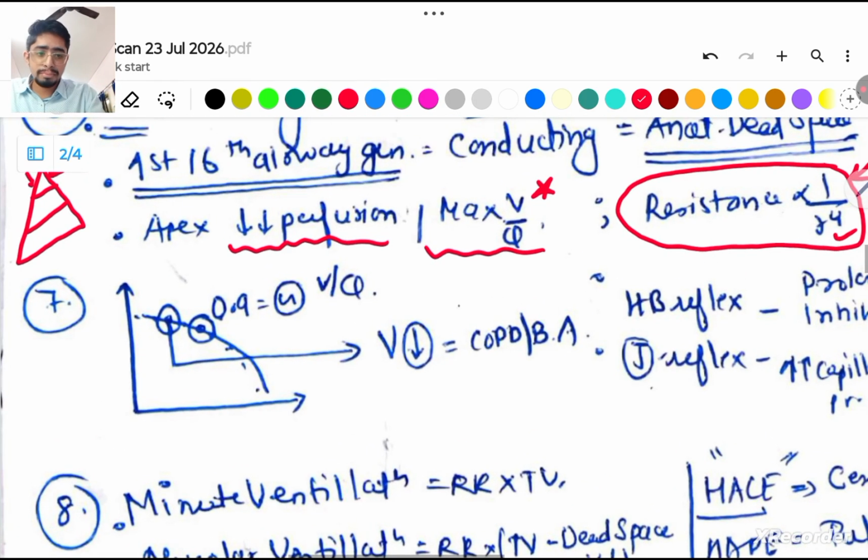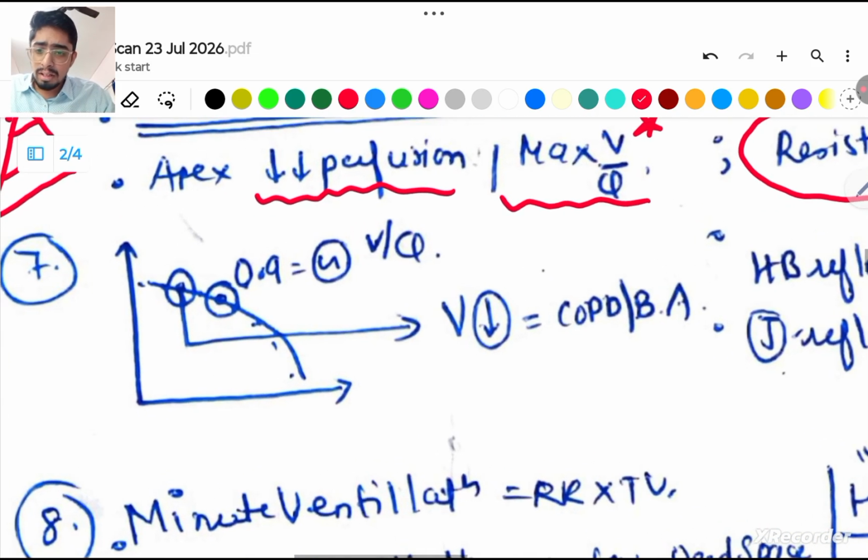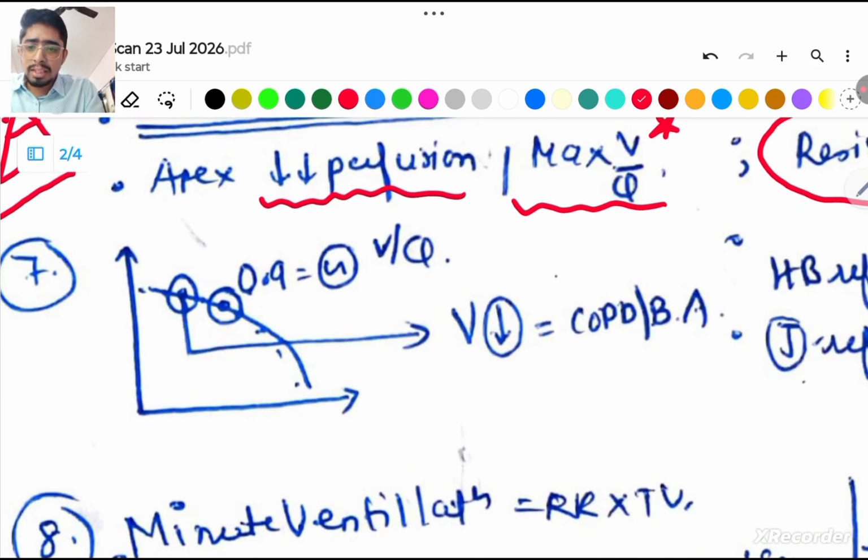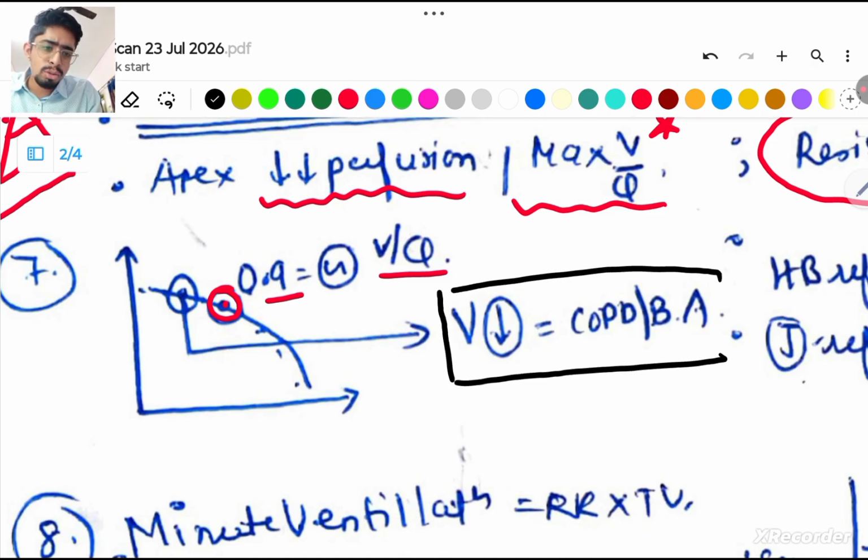Okay, now let's look at a graph which is telling you the normal V by Q ratio is 0.9, right? Which is this point here. And if we talk about COPD, there is less ventilation happening in COPD or bronchial asthma. So this is the point which expresses your COPD or asthma. So there is decreased ventilation.